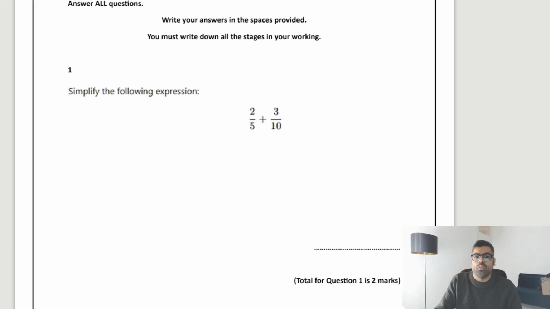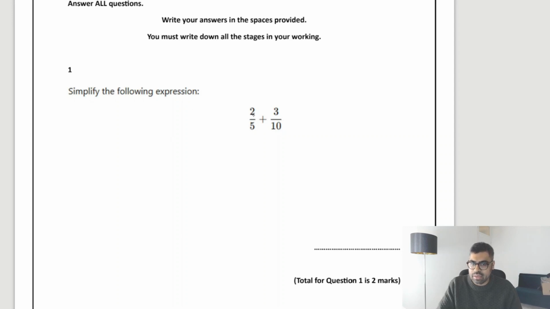Okay, enough chit chat. Let's jump straight into question 1. We have a fairly easy fraction question here. We simply have two fractions, and we need to make sure the denominator is the same for both. For one we have a denominator of 5, for the second one a denominator of 10. So clearly, the first fraction we need to rewrite so that the denominator is 10.